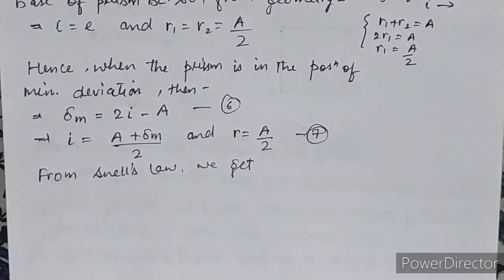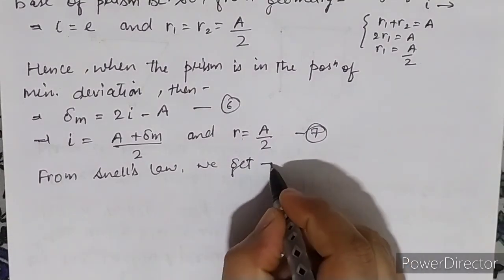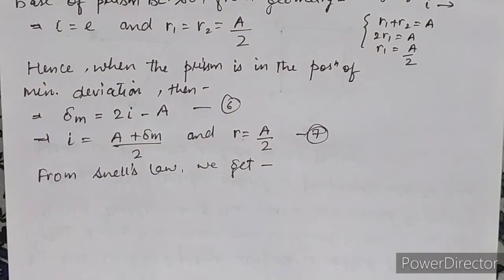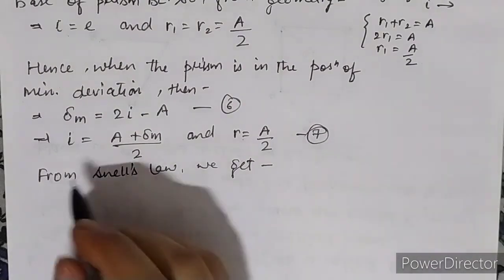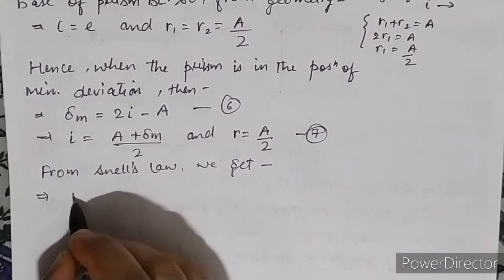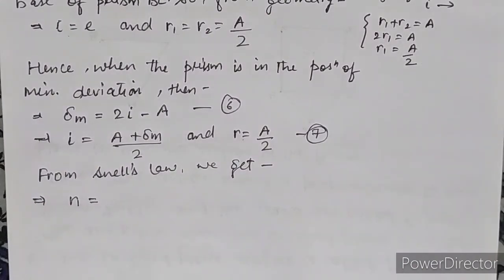The ratio of the sine of the angle of incidence to the sine of the angle of refraction is always constant. This is your Snell's law. So we are using this law over here, and the constant is your refractive index, and the refractive index of the material of the prism is n.